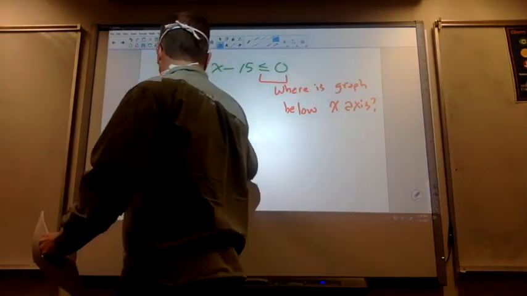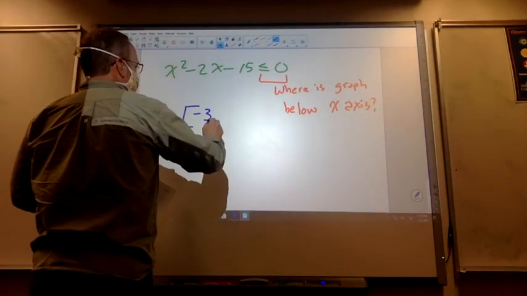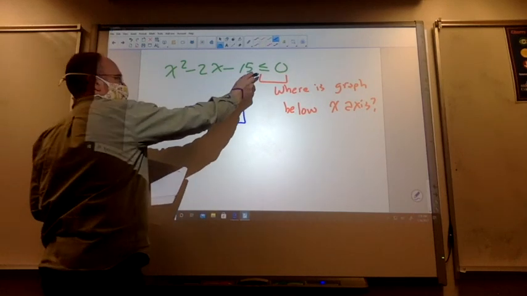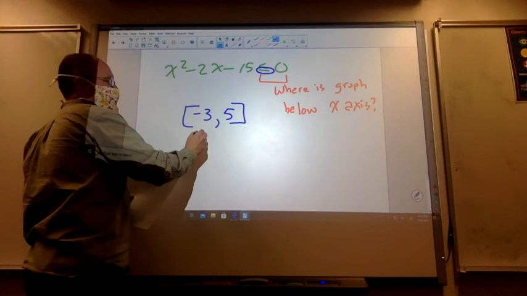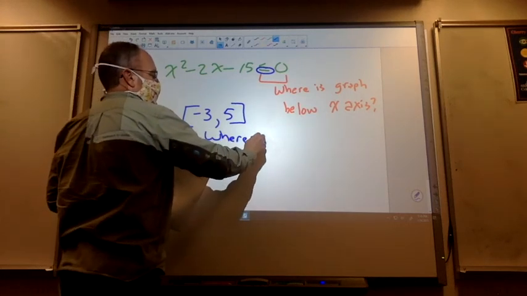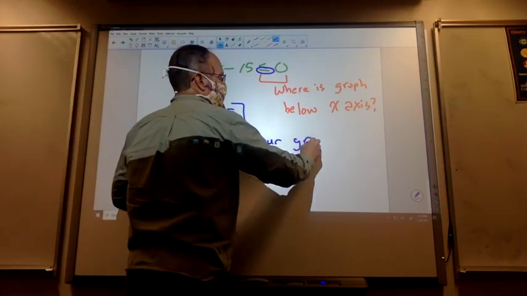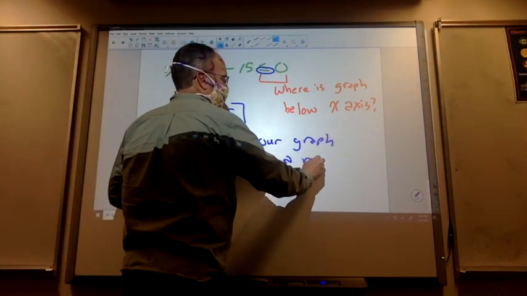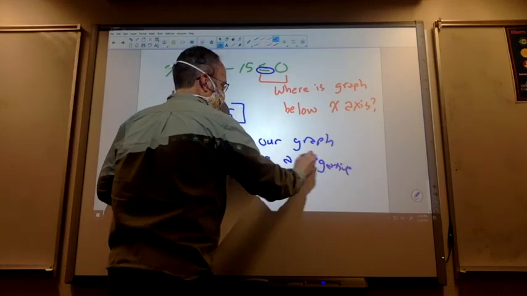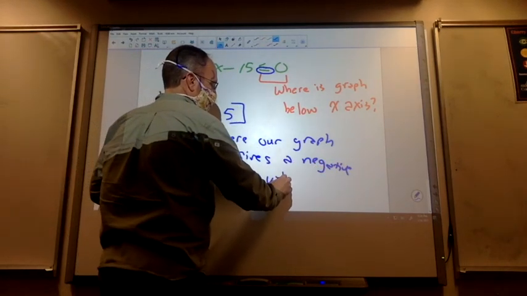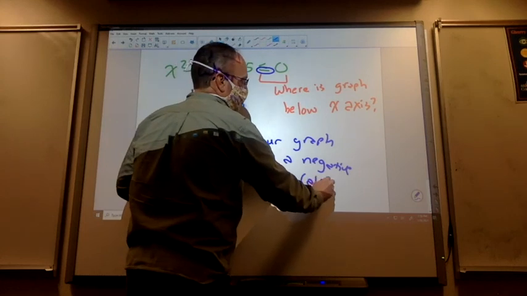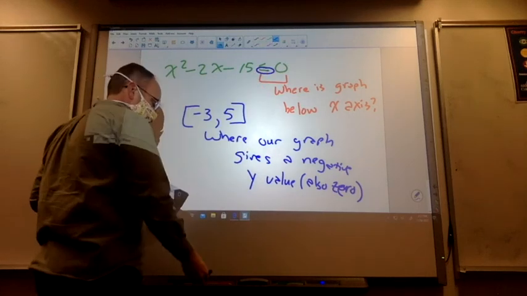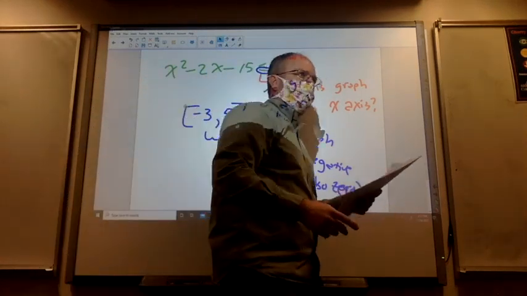So where would this exist? Between negative 3 and 5. Hard brackets on both, because of the equal sign. This is where our graph gives a negative y value and also the 0. And when I say also the 0, that's because I have the equal sign there. That's what that takes place with.